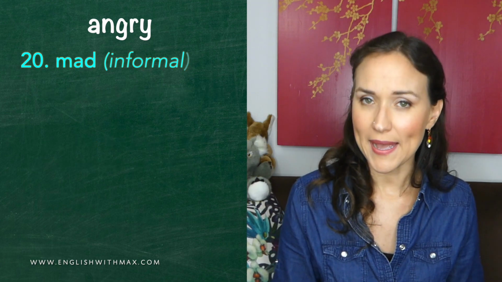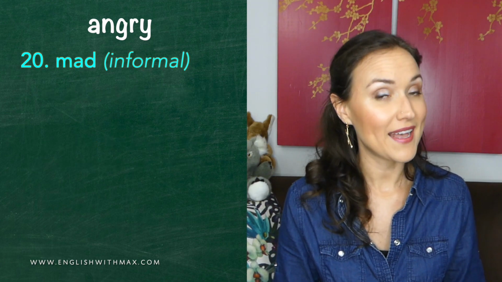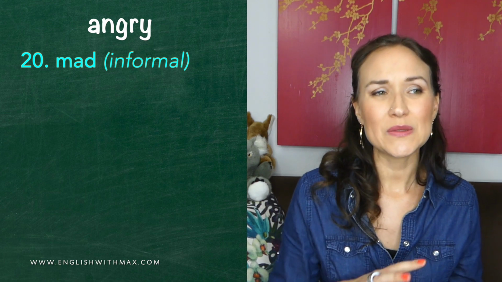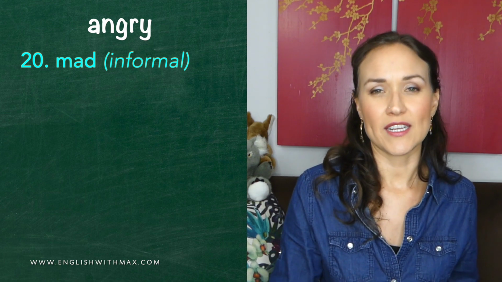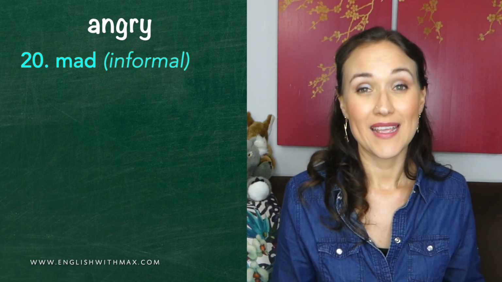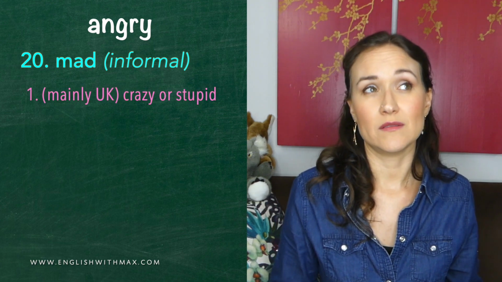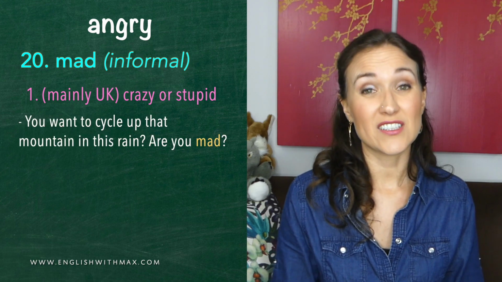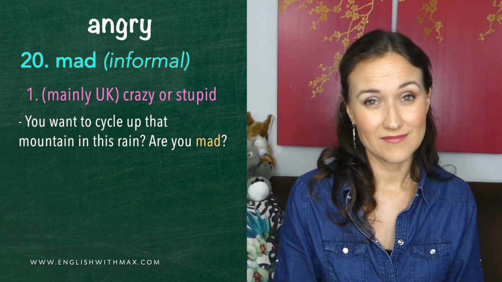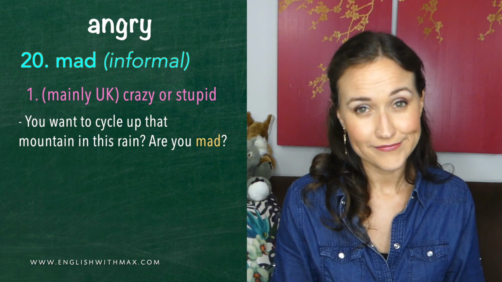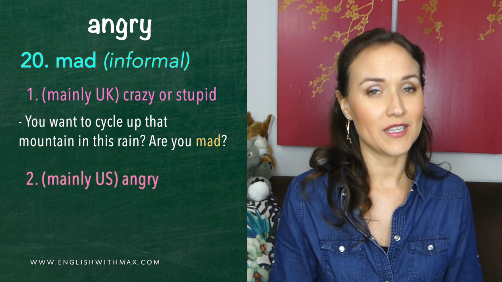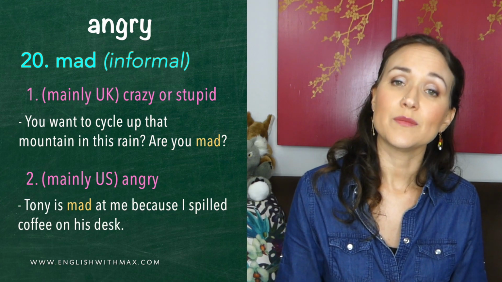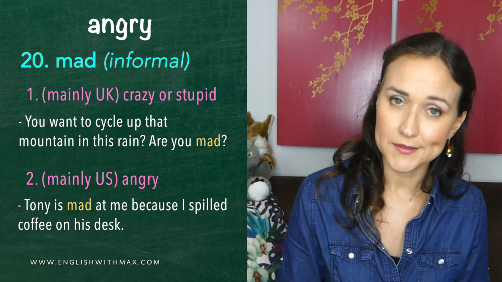Next we have mad. Mad. This is informal. It's used a bit differently in British and American English. In British English, it usually means crazy or stupid. You want to cycle up that mountain in this rain? Are you mad? In American English, it usually means angry. Tony is mad at me because I spilled coffee on his desk.